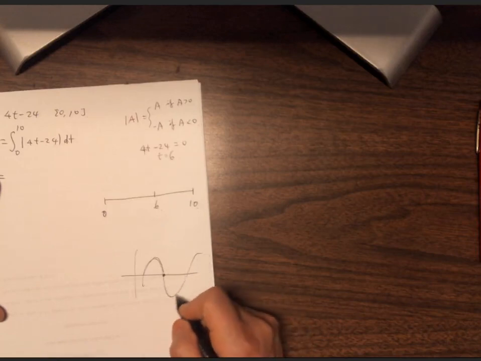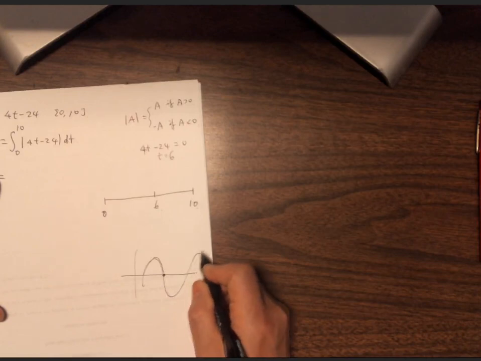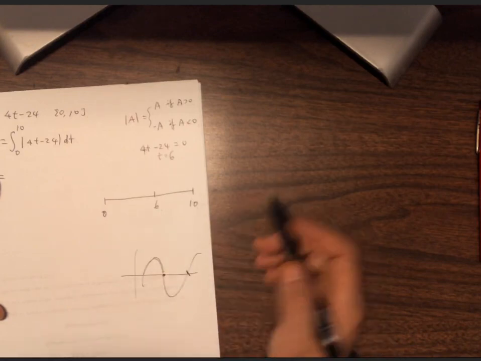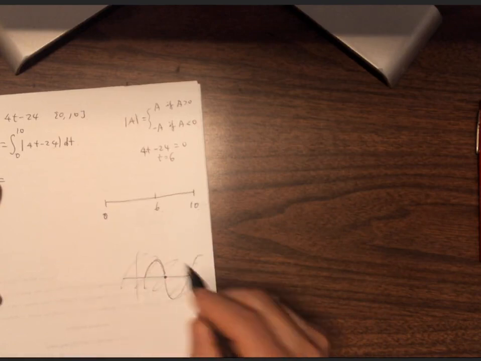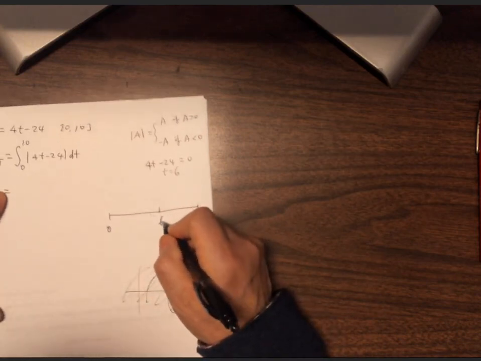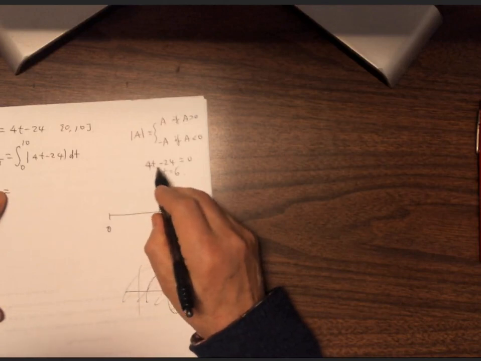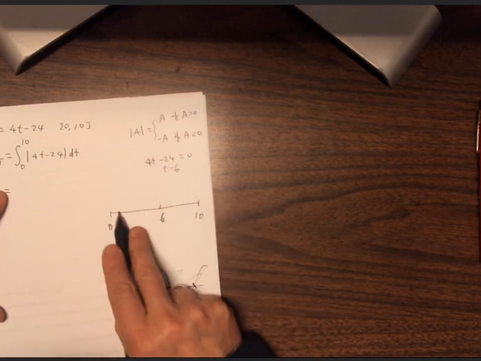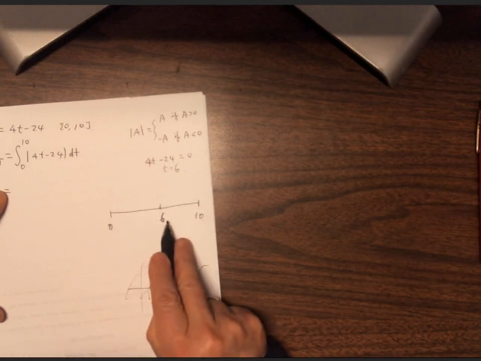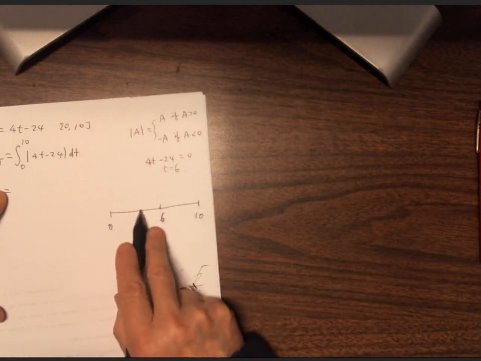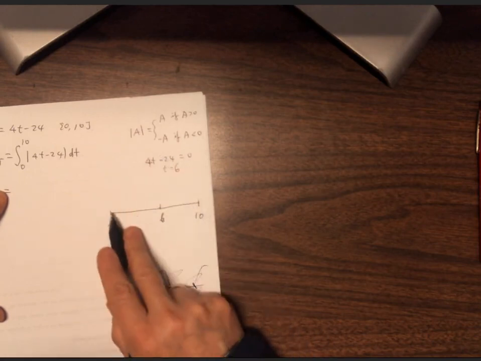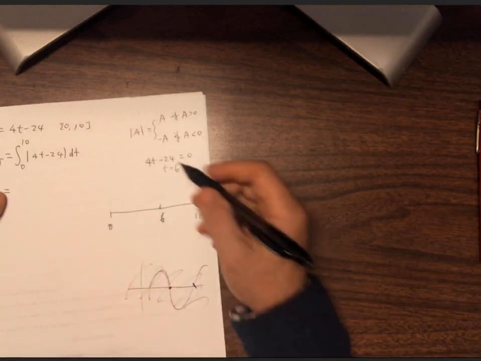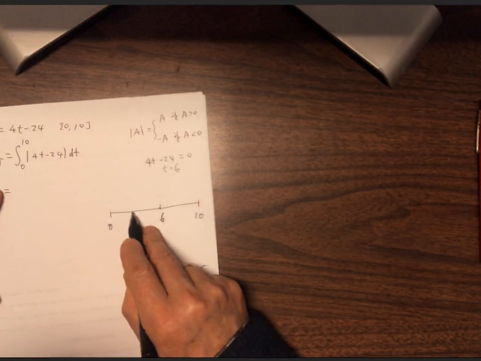This function changes from negative to positive because it crossed 0. If there's no 0, it's not going to change the sign. That's really what it is. So we find the only location where 4t minus 24 is 0. Now just test those two intervals, 0 to 6 and 6 to 10, to see whether the function is positive or negative. Pick just any point to test.